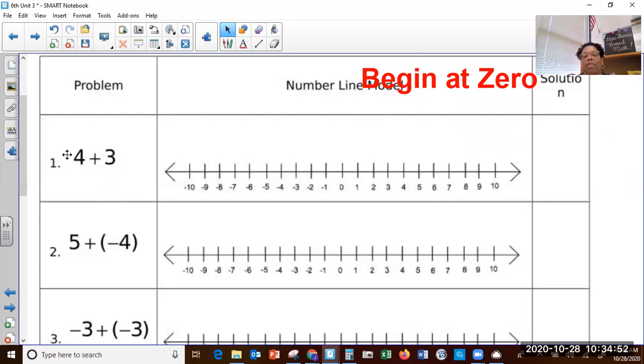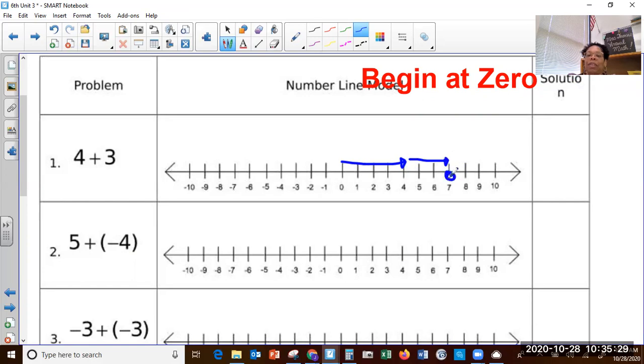+4 plus a +3. I bet you already know this. You've learned this a long time ago. We know that one. So we start at 0 and we draw an arrow to the first number, which is +4. And then from +4, we go to the second number, which is add 3. So we count 1, 2, 3. And we take our arrow to add 3. And where this ends is the answer. So the answer is +7.